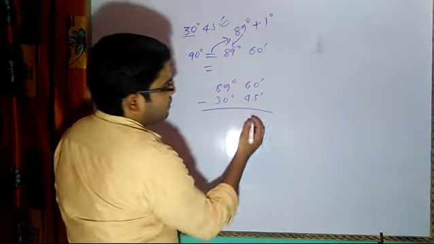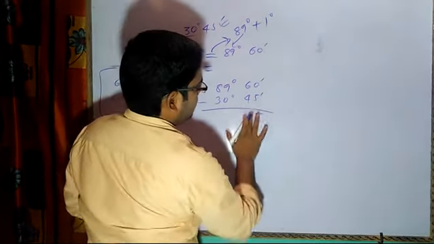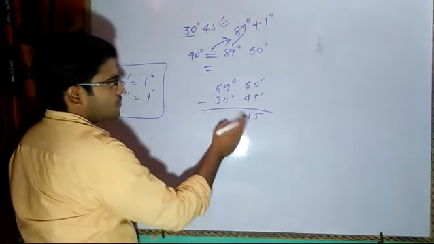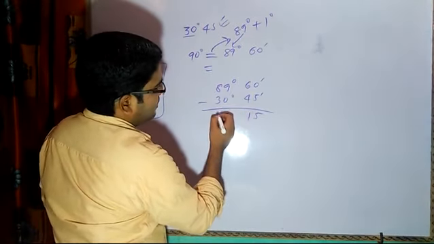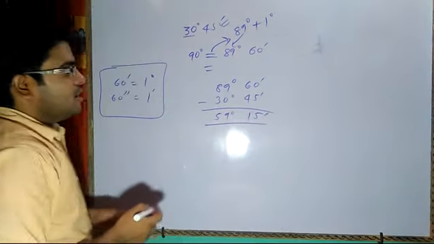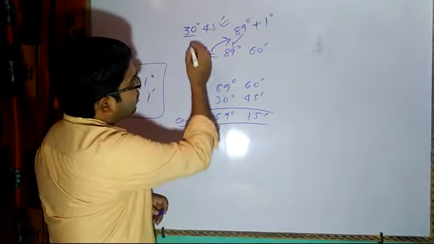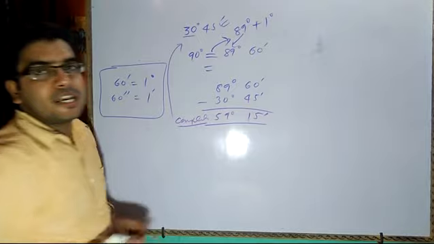Now to find the complement, you will have 15 here, then here you will have 9, and here you will have 5. So 59 degree and 15 minute is the complement of 30 degree 45 minute.